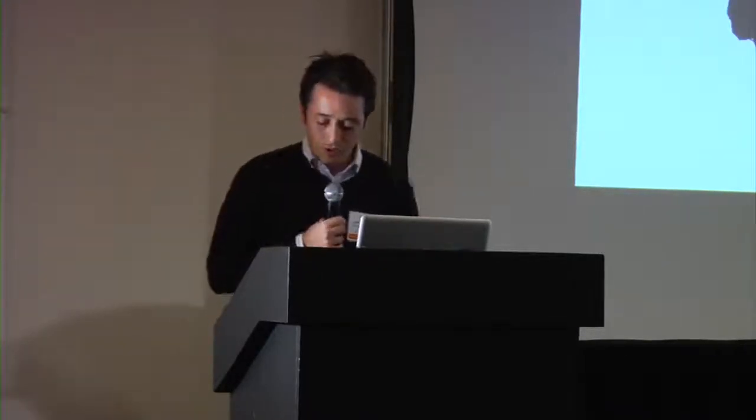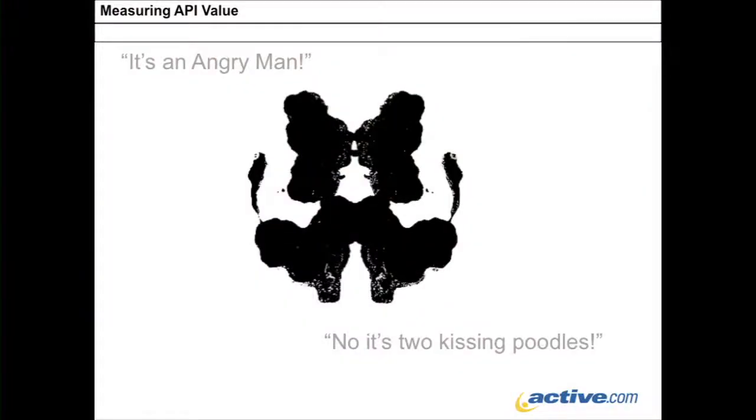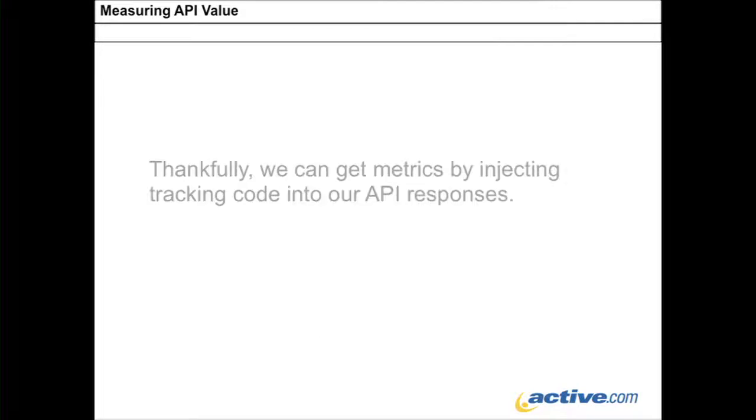And of course, without objectivity, two differing viewpoints can both be correct. One guy can say this is an angry man, and somebody else could say, no, this is two kissing poodles. And both of them are, well, correct depending on your perspective. So thankfully, we can get metrics by injecting tracking code into our API responses. This is not beyond technical limitations.